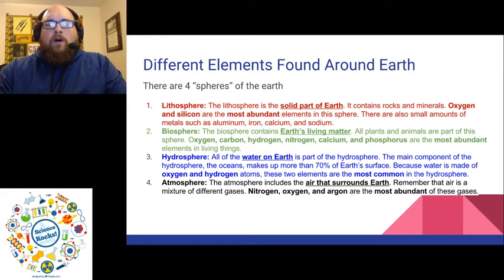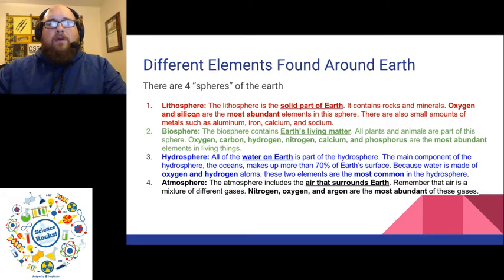Lithosphere is all the solid parts of Earth, all of the rock that makes it up, all of the ground. Think of it like that. And this is where we find rocks and minerals. The most common or most abundant, which is a very important vocabulary term, so let's make sure we write that down. The most abundant elements, or the ones we find in the most amount, are oxygen and silicon. Those two make up a majority of all of the Earth.